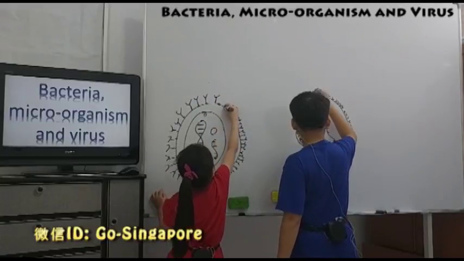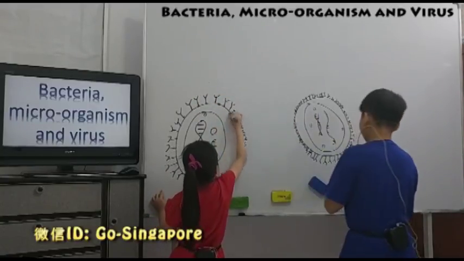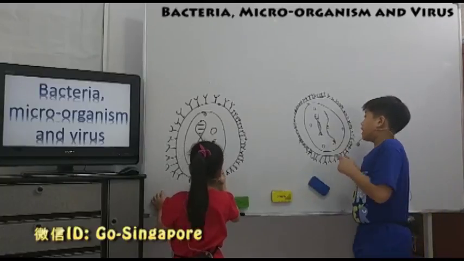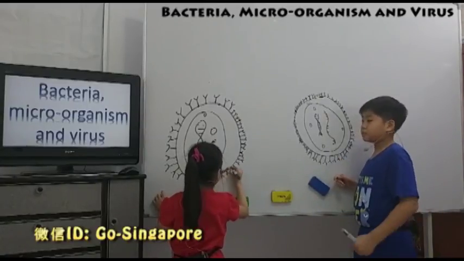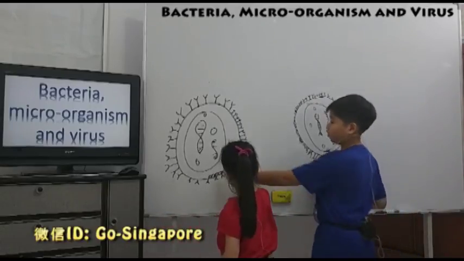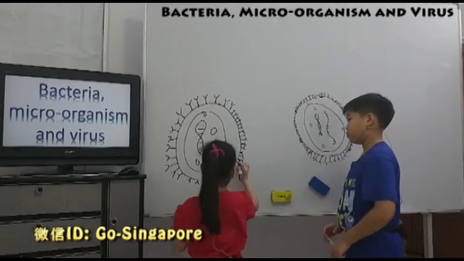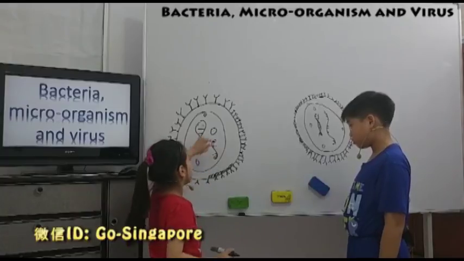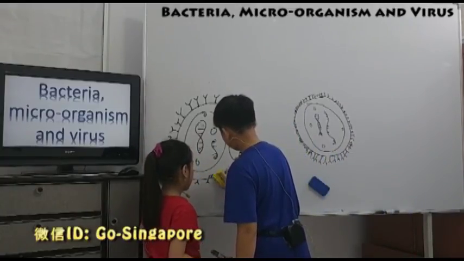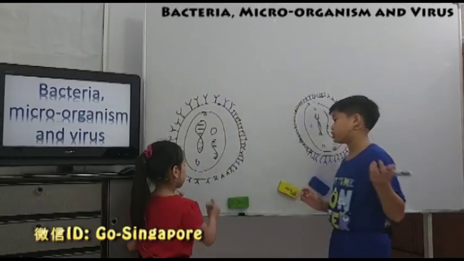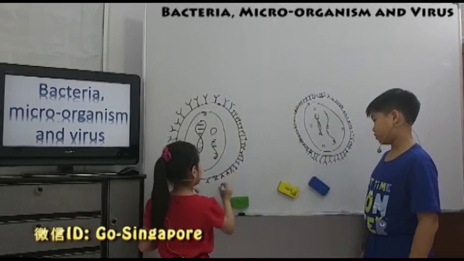Actually, these are non-living things. Although they have DNA, they are still non-living things. You know why? They're just proteins. Not all have this shield. They're just molecules made by molecules. They're not that big. Molecules are super tiny.